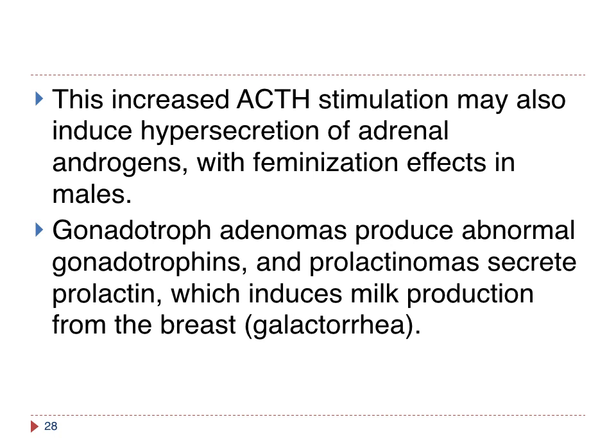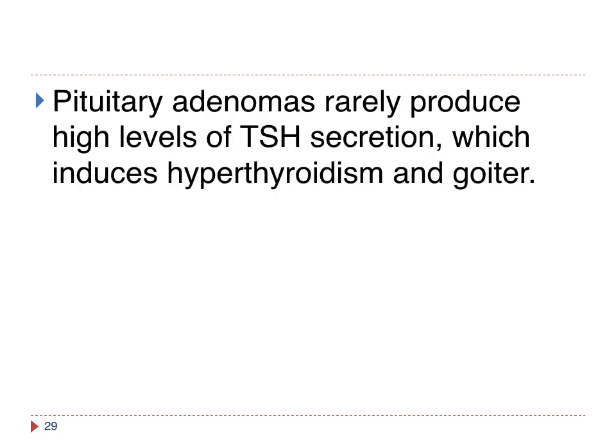This increase in ACTH stimulation may also induce hypersecretion of adrenal androgens with feminization effects in males. Gonadotropin adenomas produce abnormal gonadotropins, and prolactinomas secrete prolactin, which induces milk production from the breast, the term for which is galactorrhea. Pituitary adenomas rarely produce high levels of TSH, which induces hyperthyroidism and goiter.